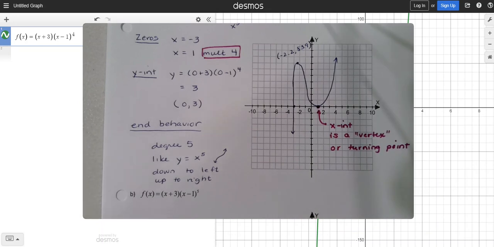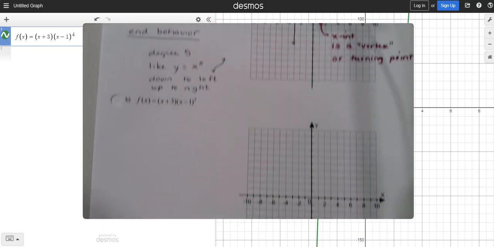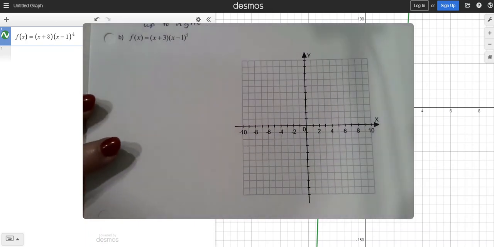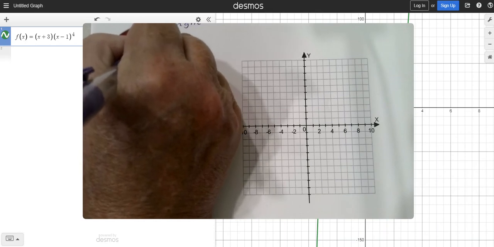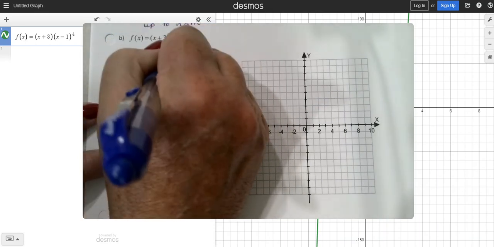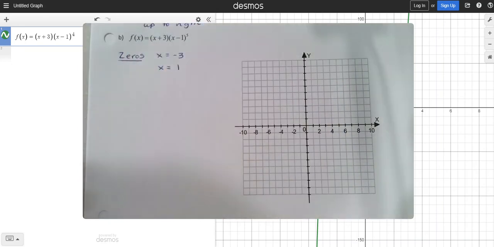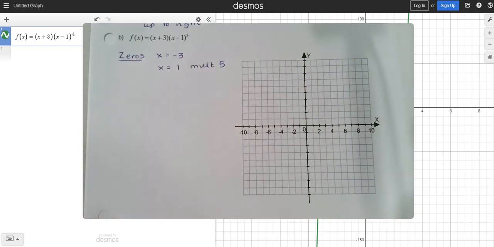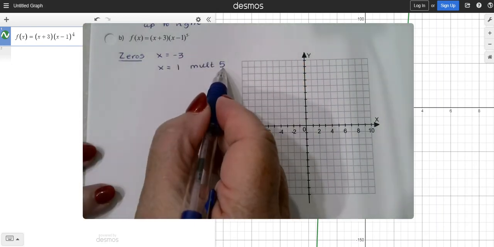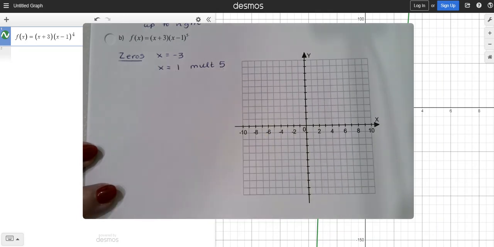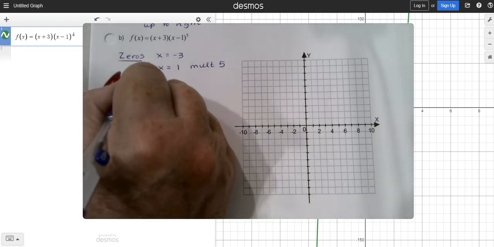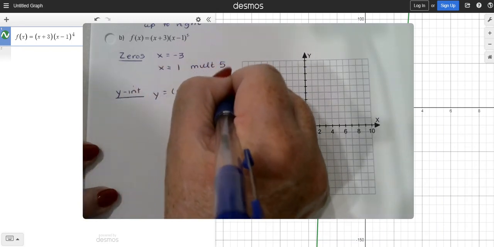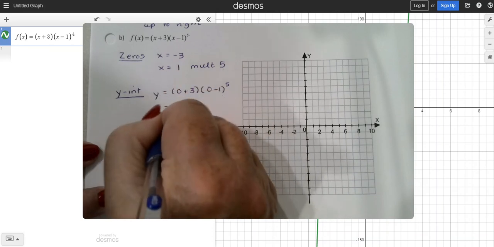All right, very last one of these, hopefully again predictable by now. Here we have x plus 3 times x minus 1 to the 5th. So my zeros are x equals negative 3 and x equals positive 1, but with a multiplicity of 5. So I'm thinking odd. I'm thinking that's going to be kind of that wavy shape at x equal 1. My y-intercept, 0 plus 3, 0 minus 1 to the 5th. It's going to give me negative 3.